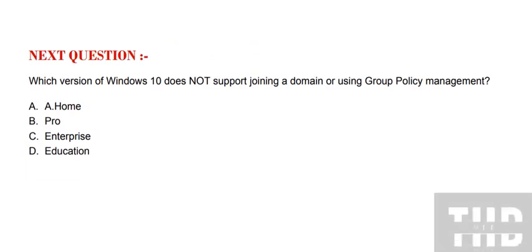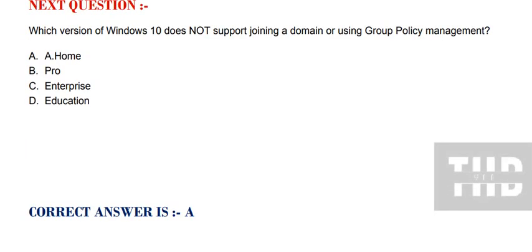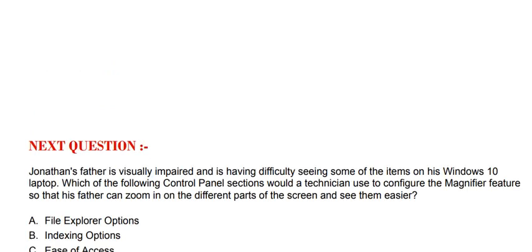Next question is, which version of Windows 10 does not support joining a domain or using group policy management? And the options are option A home, option B pro, option C enterprise, and option D education. The correct option is option A.